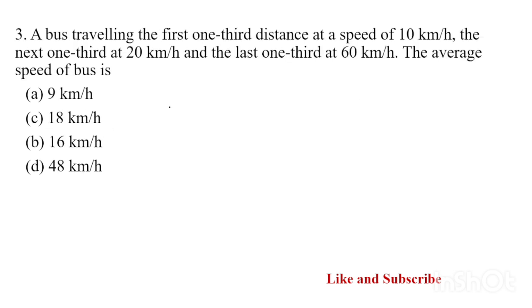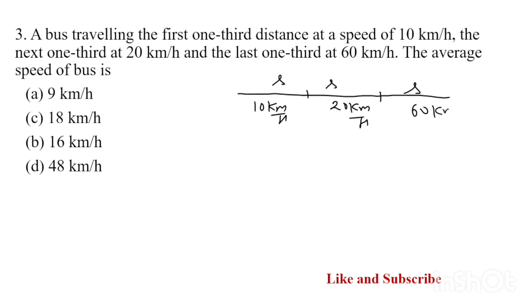Now question number 3. A bus travels the first one third at a speed of 10 kilometer per hour. Now we divide this distance into three equal parts S, S and S. This is 10 kilometer per hour. Next one third 20 kilometer per hour. Next one third 60 kilometer per hour. What is the average speed?